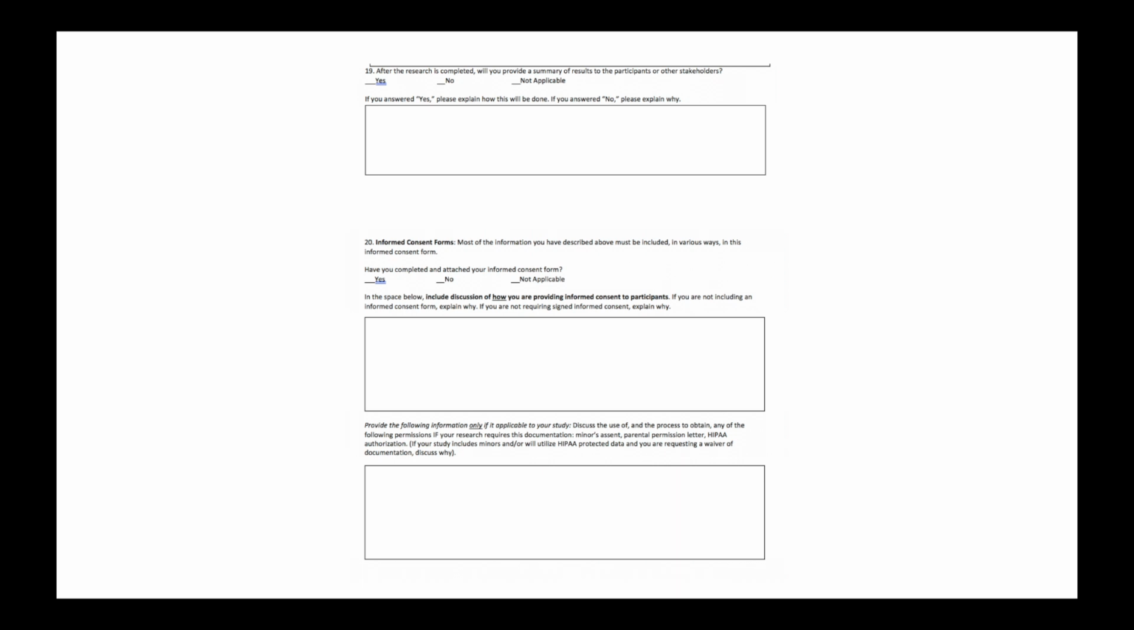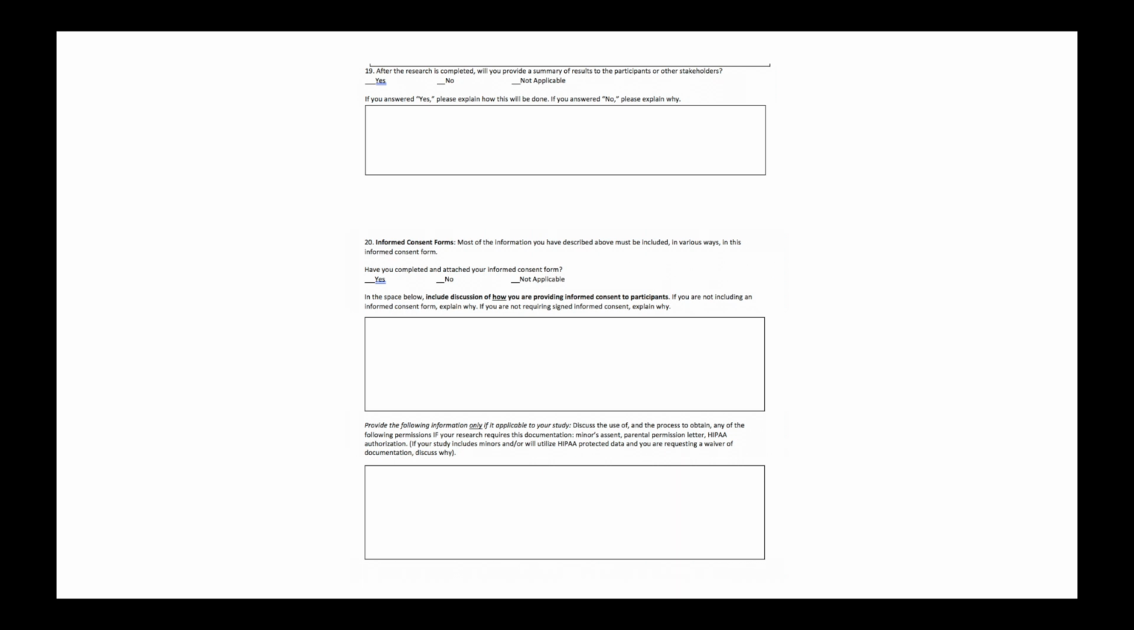So the informed consent form is something that I had brought up before. Most of the information you've described above must be included in various ways in the informed consent form. So we'll work on that in the space below and include discussion on how you are providing informed consent to participants. If you're not including an informed consent form, explain why. Everyone, we're going to do an informed consent form. There could be some variations of that, but we are going to do it.